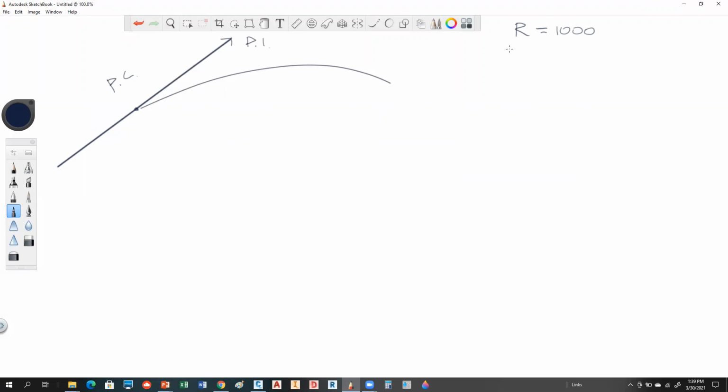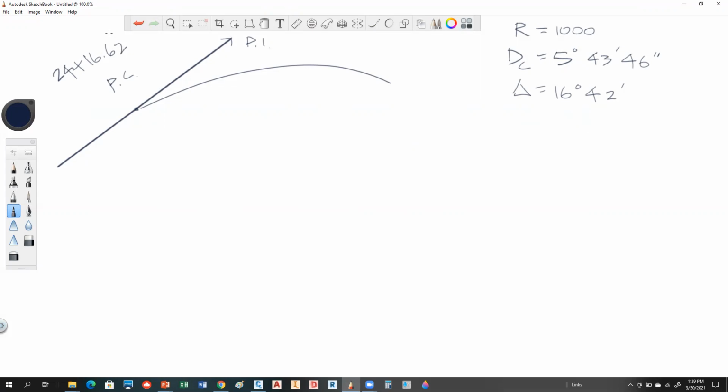We know the degree of curve. What did we solve the degree of curve for? It was 5 degrees and something. Anybody have that written down? 5°43'46". We also know delta, which was what, 16°42', right? And we know the station of the PC, which we solved to be 24+16.62. Okay, cool. So that's all we need.